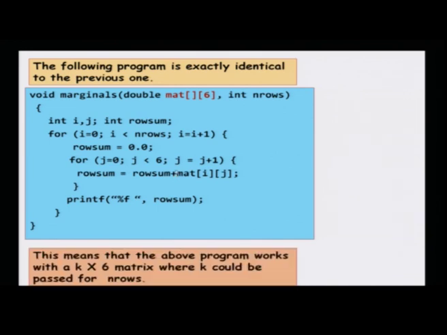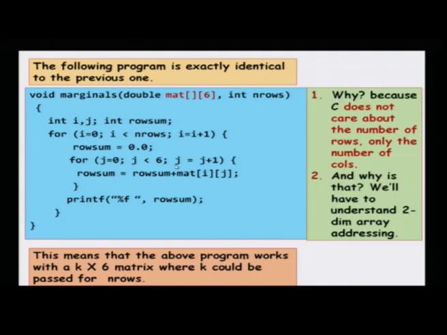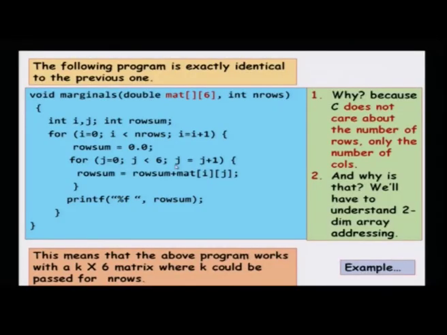So, this means that the above program actually works for any k cross 6 matrix, where k could be the number of rows, and this is because C does not care about the number of rows, only about the number of columns. And why is this asymmetry? Why is it that it cares about one element, but not the other, the number of columns, but not the number of rows? We will see this using the 2-dimensional array addressing.